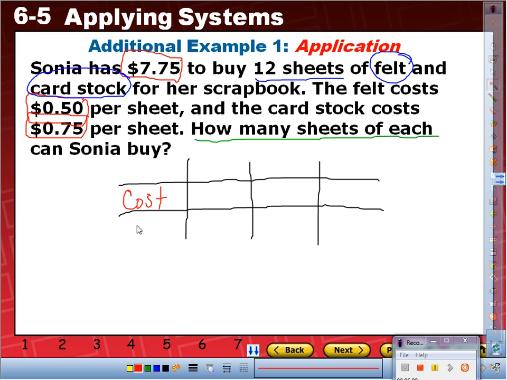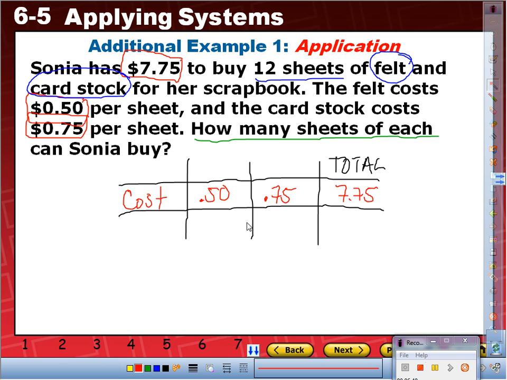So it's cost. The total cost that she can spend is $7.75, and that's my total. It goes over here at the end. Okay? But what are we talking about here? What is she going to purchase in order to get a total? She has what? 50 cents here. And what is the other?